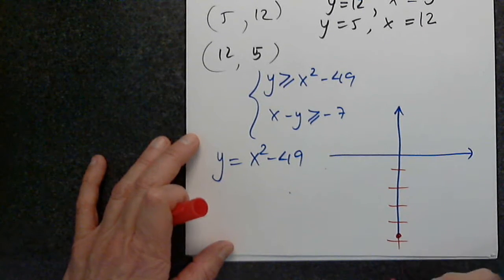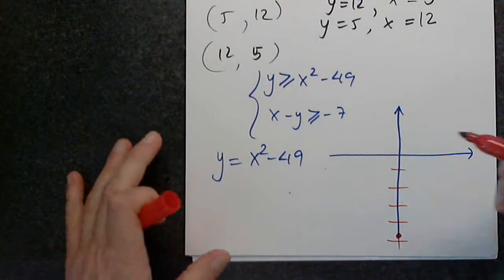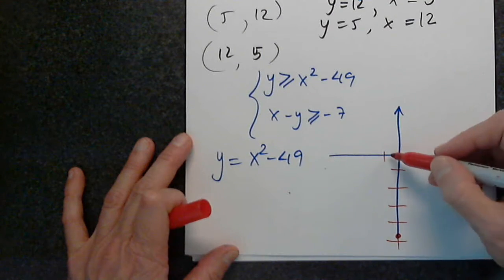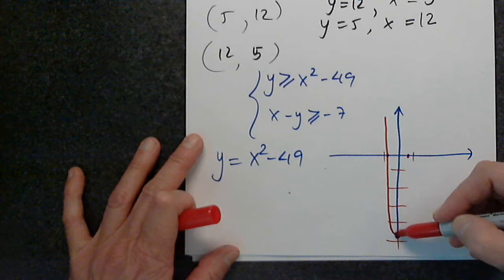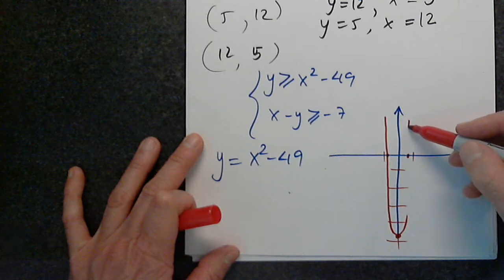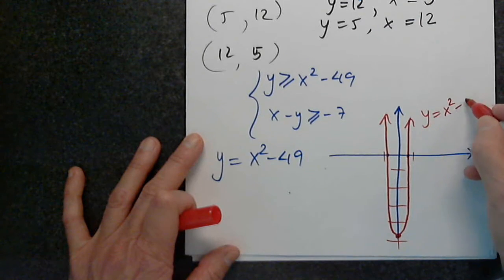So it's going to be here. And obviously, where will it cross the x-axis? When y is 0. X squared minus 49. Very good. So if this is 10 and negative 10, this will be negative 7 and 7. Very good. This is indeed y equals x squared minus 49.